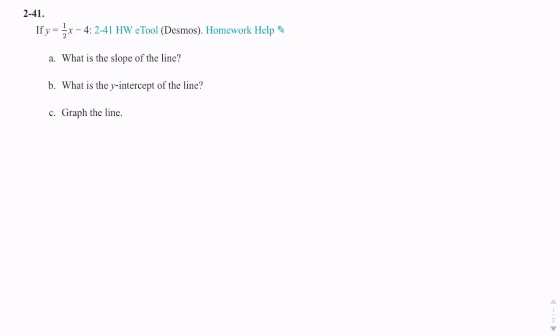For 241, they give us an equation, y equals 1/2 x minus 4, and they ask a couple of questions. So first they say, what is the slope of the line? So let's remember, y equals mx plus b is a linear equation in slope-intercept form. M is the slope, and b is the y-intercept, right?